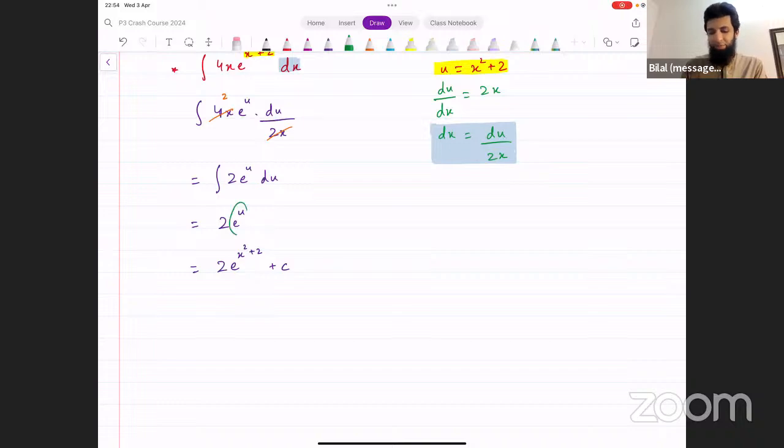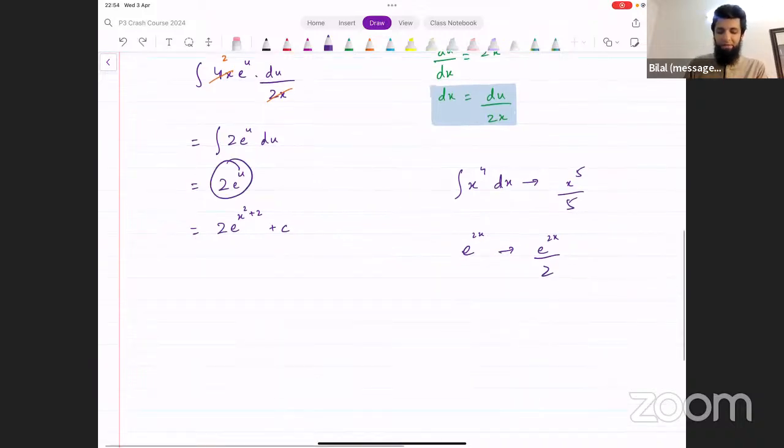Remember, this is e power something. We're not using power rule here. Power rule is used when the variable is the base and you have some number as the power. So let's say x raised to the power 4. Integration of this is x raised to the power 5 over 5. If you have e raised to the power 2x, let's say, what's the integration of this? e raised to the power 2x divided by 2, which is the derivative of the power.